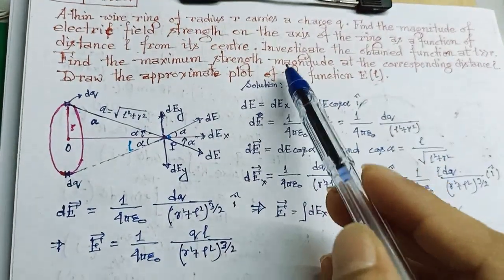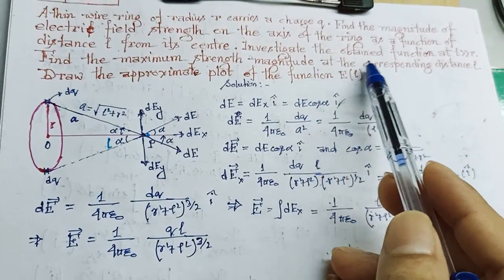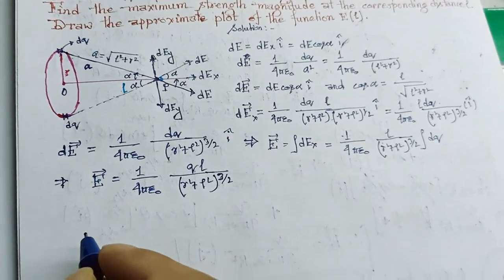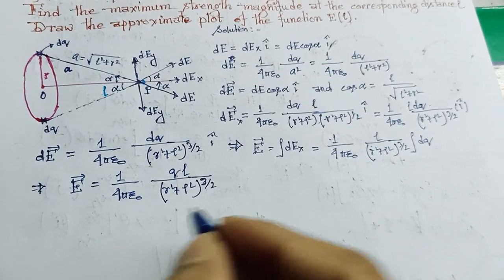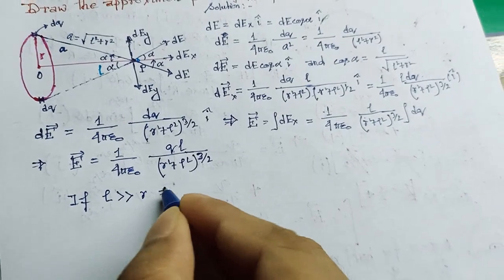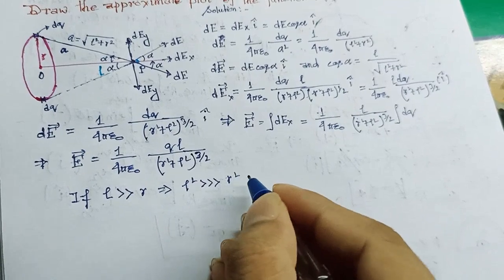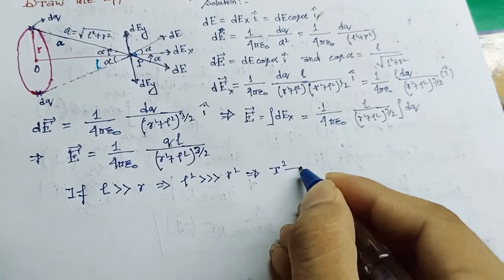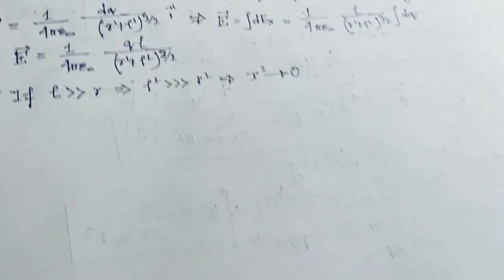Now in the second part of the question, it is given that we have to investigate the obtained function when L is greater than R. If L is greater than R, then L square is much greater than R square, so in this case we can neglect R square, or R square corresponds to 0.